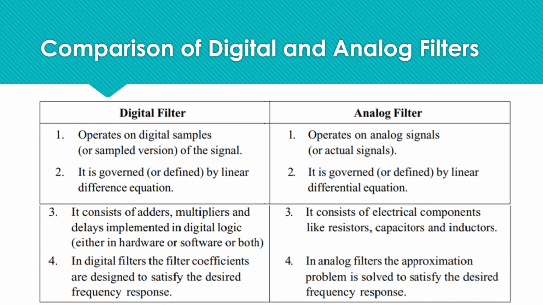Digital filter consists of adders, multipliers, and delays implemented in digital logic, whereas analog filter consists of electrical components like resistors, capacitors, and inductors. In digital filters, filter coefficients are designed to satisfy the desired frequency response, whereas in analog filters, the approximation problem is solved to satisfy the desired frequency response.